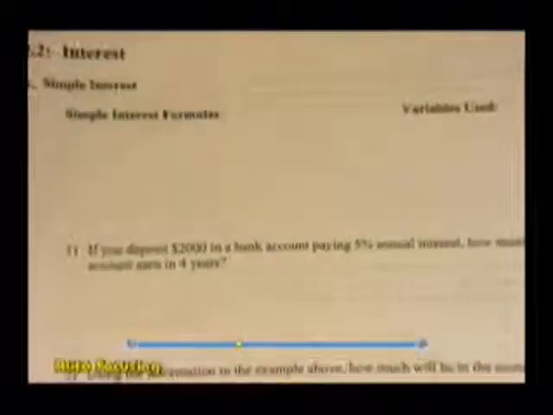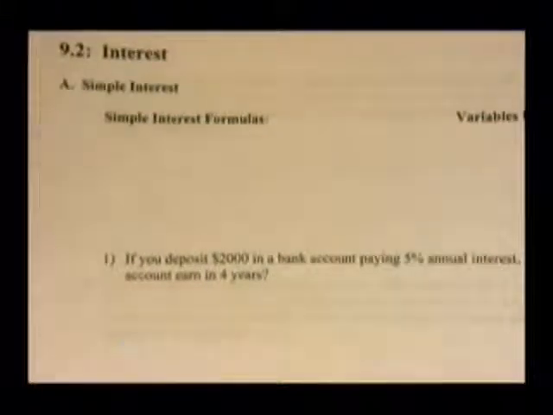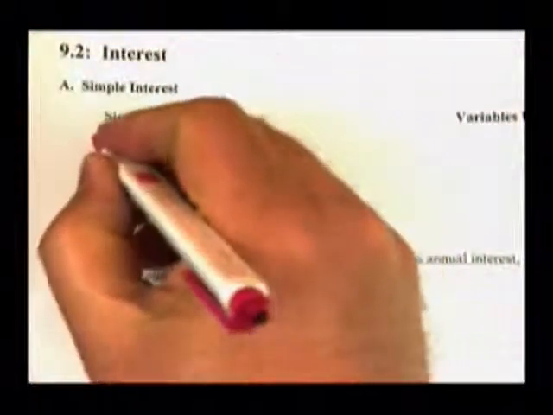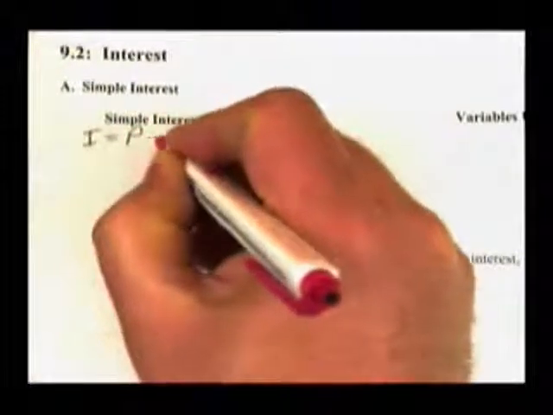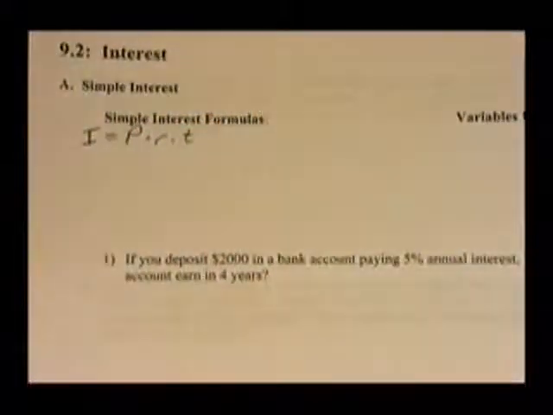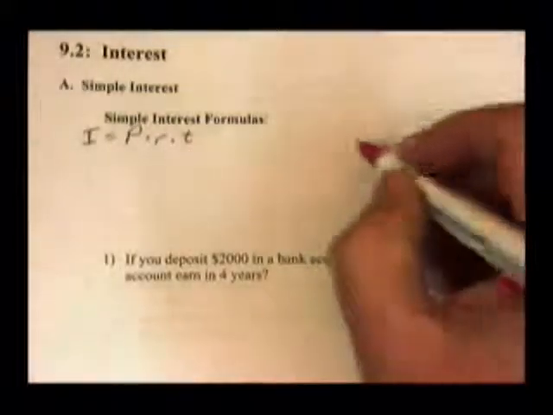All right, let's see if I can get this a little clearer. Okay, so here is where we're going to start with the idea of interest. And we're going to start with the idea of simple interest. So let me give you what the simple interest formula is, and there are actually several of them, so I'm going to write them all down. The first basic formula is that simple interest is equal to P times R times T. And what I want to do over here on the right-hand side is I want to explain what these variables are that I'm using here.